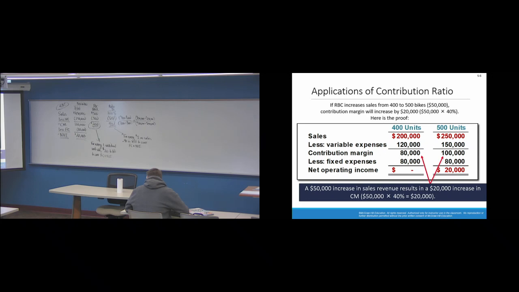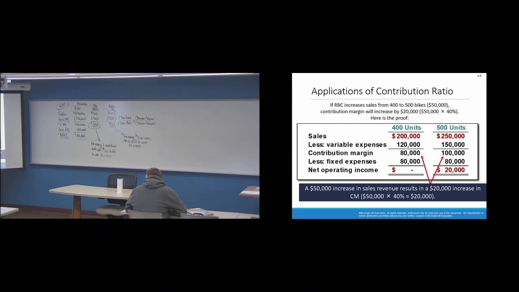Somebody tell me how you get 200,000 at 400 bikes. Where's that total come from? You sell 400 of them at what price? 500. Yeah. $500 per bike times 400 bikes is $200,000. Right? Okay. Notice that your variable expenses are less at 400 units than they are at 500 units. Why? Because you made 100 less bikes, so you got $100 less in materials, labor, and overhead.